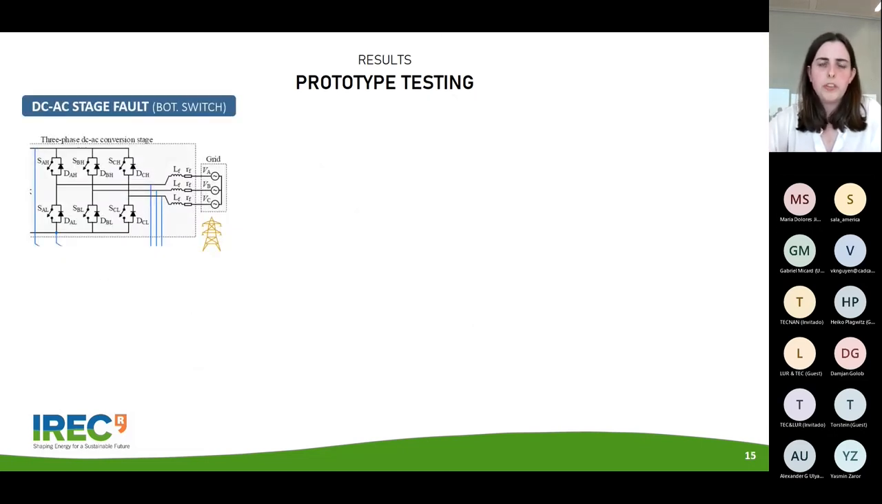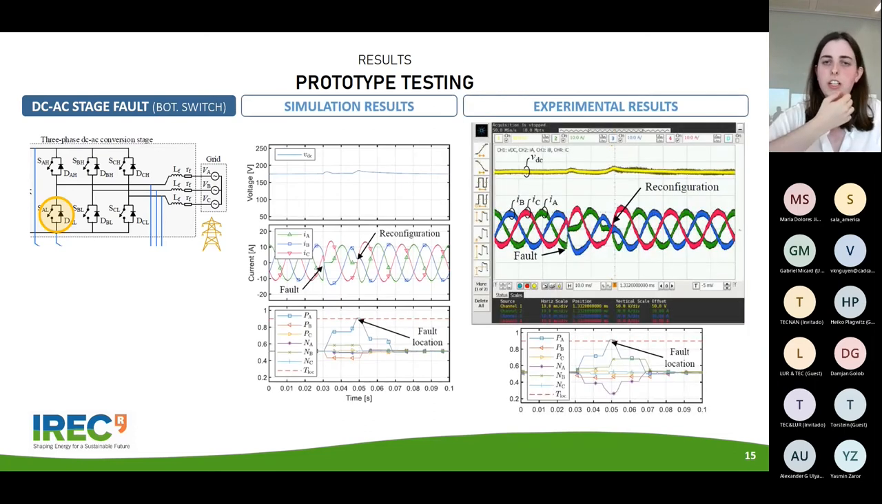Finally, to finish with the prototype testing section, let me show you the results for emulating a fault in the bottom switch of the DC-AC stage. The magnitudes are the same as the ones shown for the top switch, which are the common voltage for all the converters, the grid currents, and the fault location variable, let's say. In this case, as we have emulated the fault in the bottom switch, the current that we are not able to get is the negative current. So we can see here that the fault was emulated in the middle of the negative semi-period of the current. So once the fault is emulated, we no longer have negative currents, but we have zero.